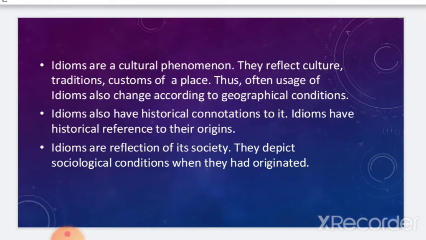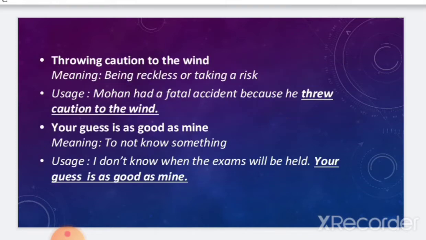Idioms are a cultural phenomenon. They reflect the culture, traditions, customs of a place. Thus, often the usage of idioms also changes according to geographical conditions. Idioms also have historical connotations. Idioms have historical reference to their origins. Idioms are a reflection of their society. They depict the sociological conditions when they had originated.